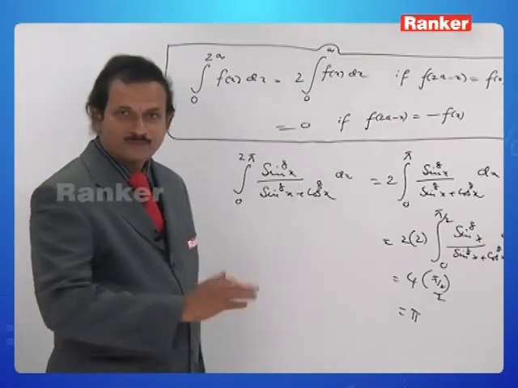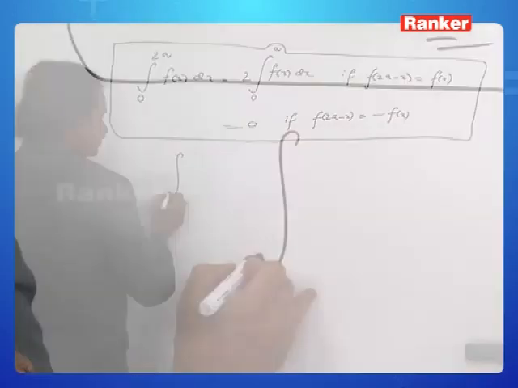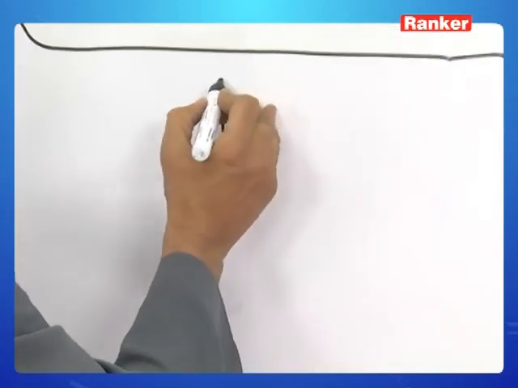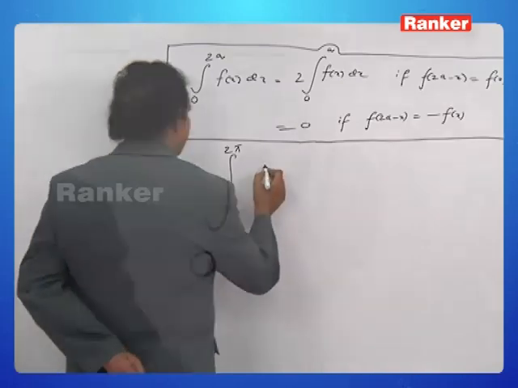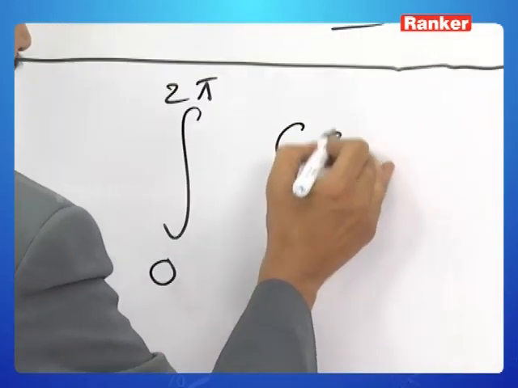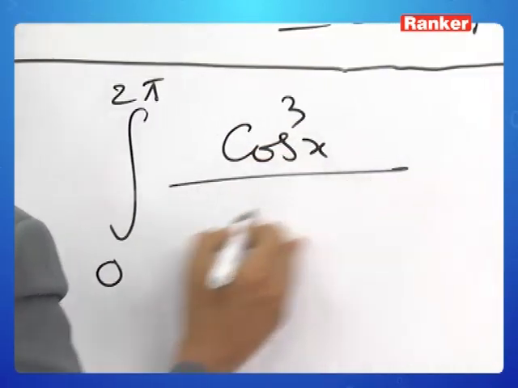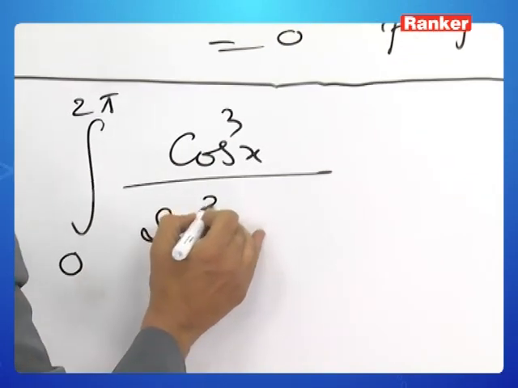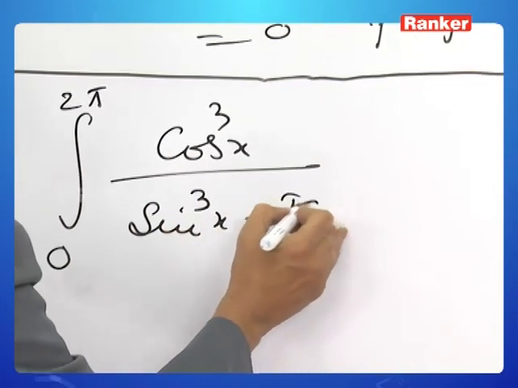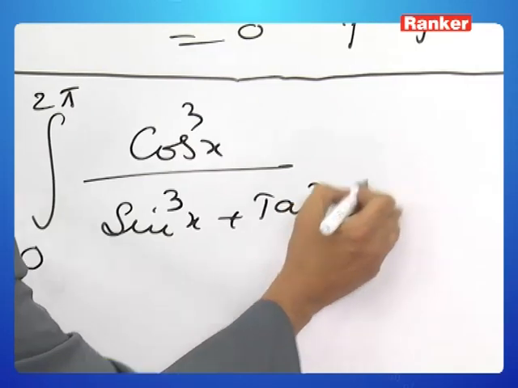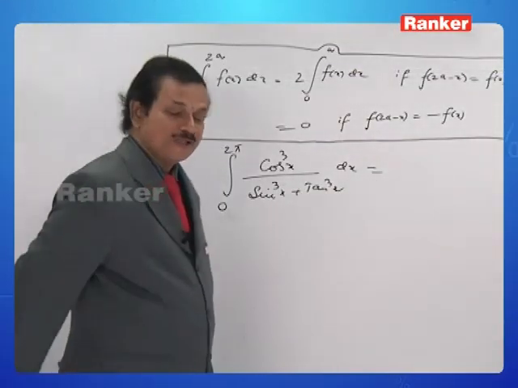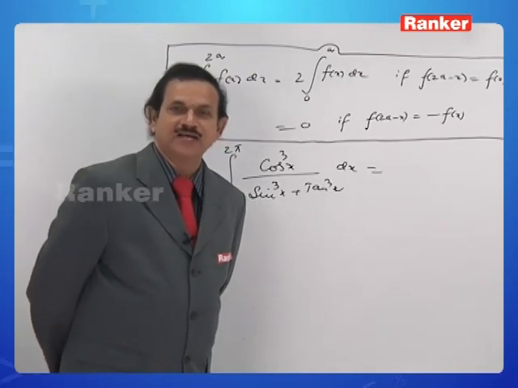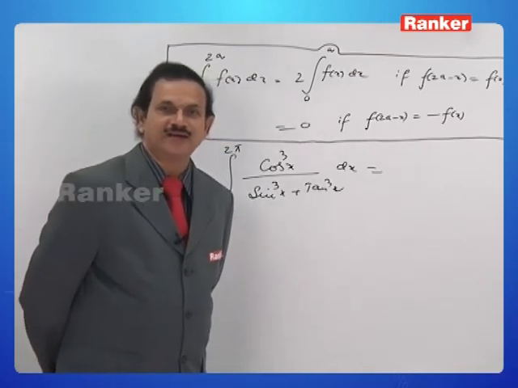Let me have one more such problem. Integral 0 to 2 pi cos cube x by sin cube x plus tan cube x. Come on, friend. What will be the answer for this? How can you get it?